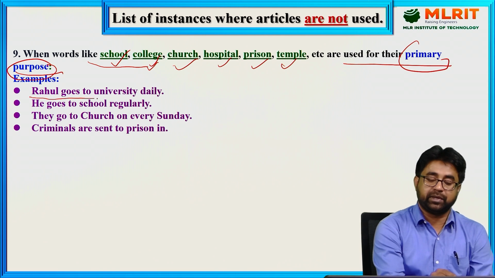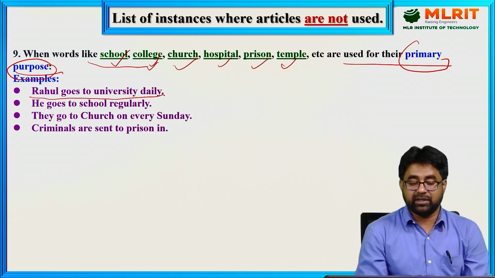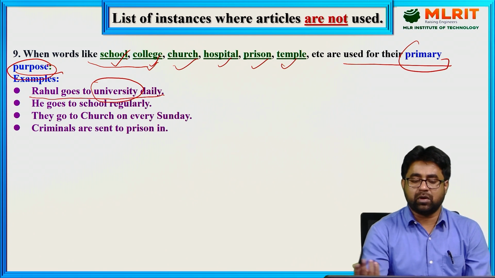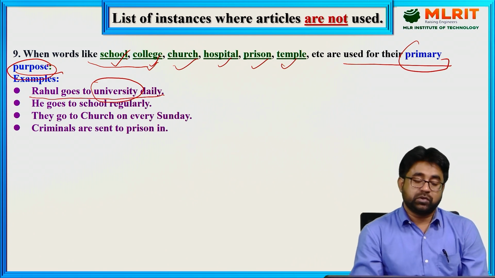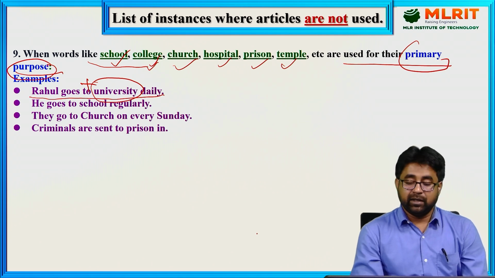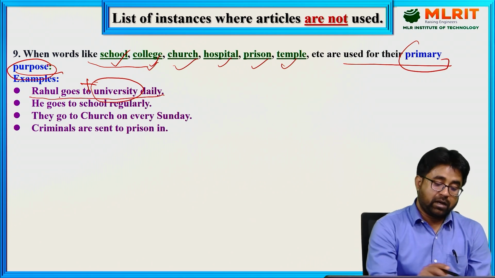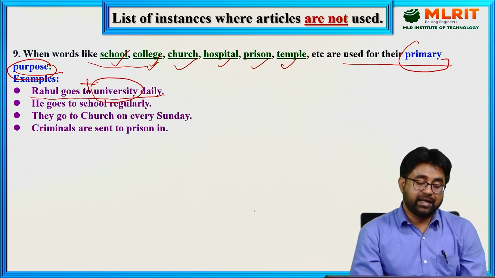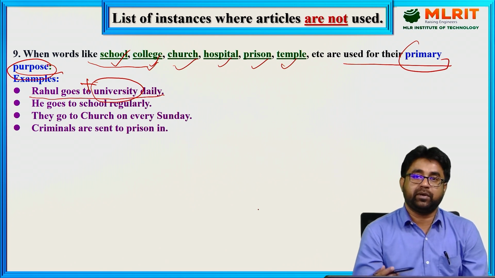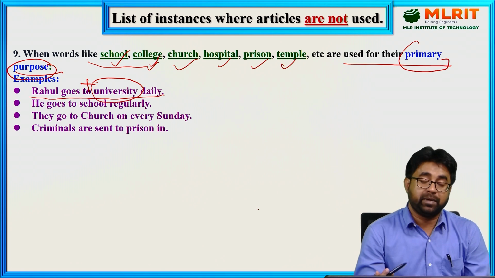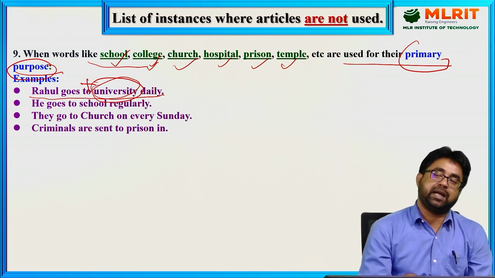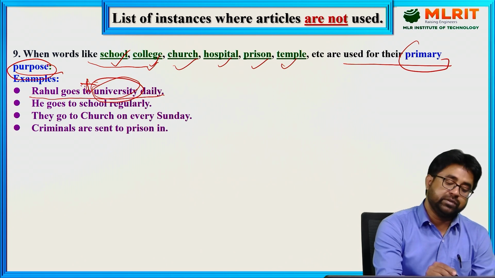You can see the first one is Rahul goes to university daily. So you can see university, and the same logic is applicable to school, college, university, church, hospital. So I am not using any article here. Now, what is the explanation behind it? Because the sentence indicates that Rahul goes to university for study. That is the primary purpose. Whoever goes to university, his or her primary purpose should always be to study, right? So this is being used for the primary purpose, and hence we are not using any article here.